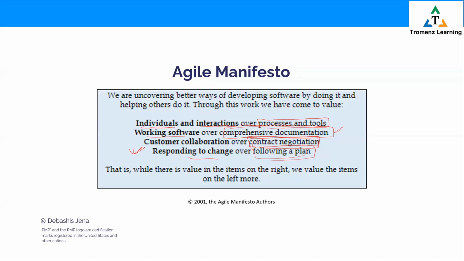So what's interesting is, look what it says. While there is value on the items on the right, meaning it's not that these are not valuable: processes and tools, documentation, contract negotiation, having a plan, they're not bad. They provide value. But what these people said is that we value the items on the left more than the ones on the right. So this got popular as the Agile Manifesto.